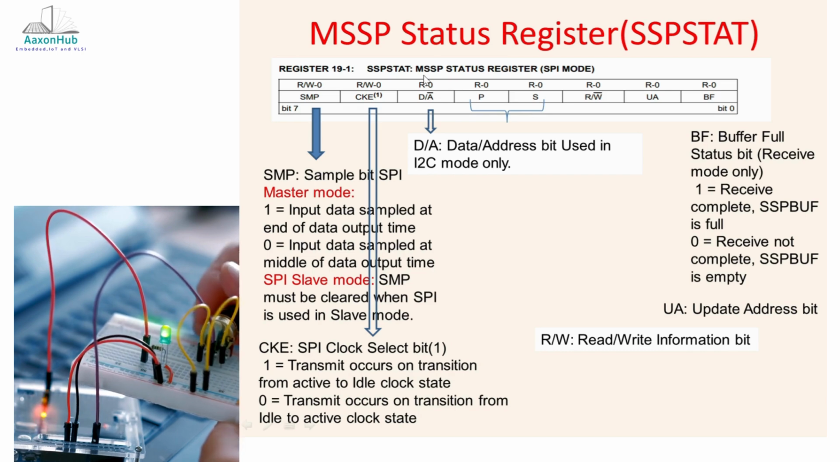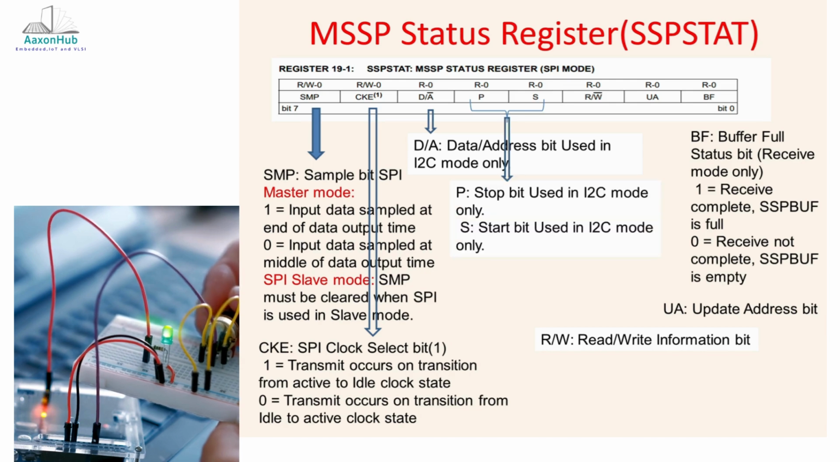Next bits are P and S. P and S are nothing but the stop and start bits. These stop and start bits are used under I2C mode. The start is the initiation of the communication, and the stop is to know the end of communication. These three bits are used only in I2C. They are not used in SPI mode.